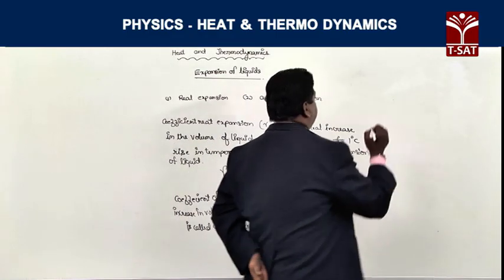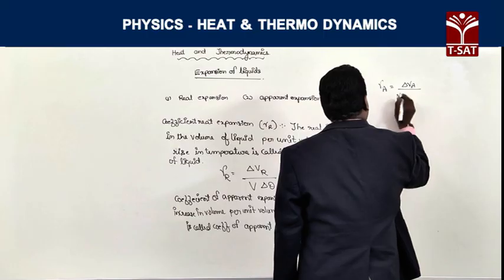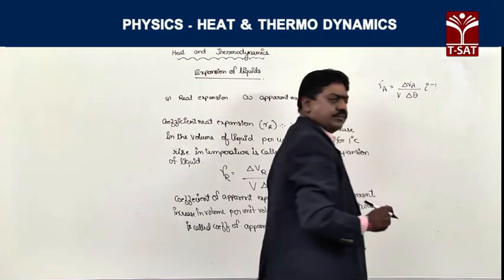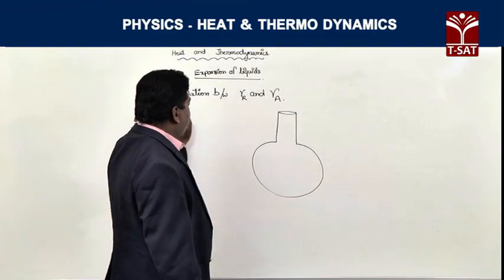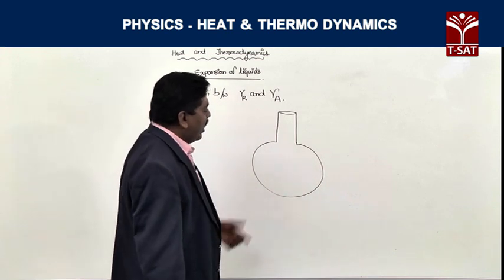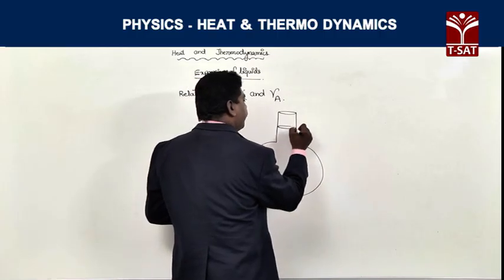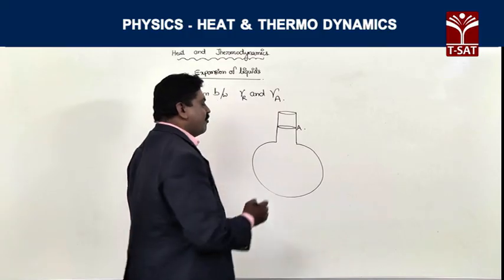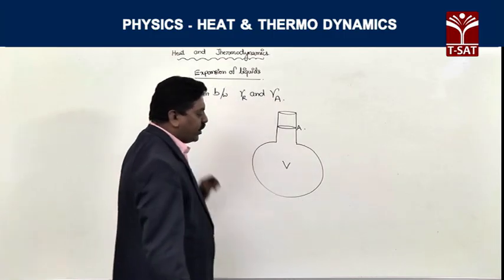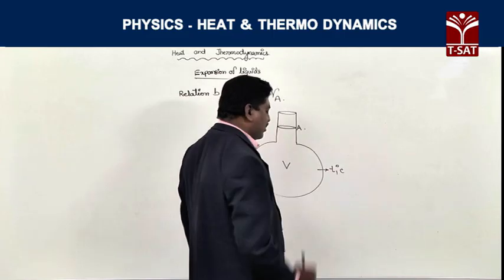It is given as gamma A is equal to delta VA by V into delta theta per degree Celsius. Now let us try to obtain the relation between gamma R and gamma A. For that purpose, we consider a round bottomed flask having a marking up till A. Now let us fill the liquid up till this marking A, saying that volume as V. The liquid is at initial temperature T1 degree Celsius.